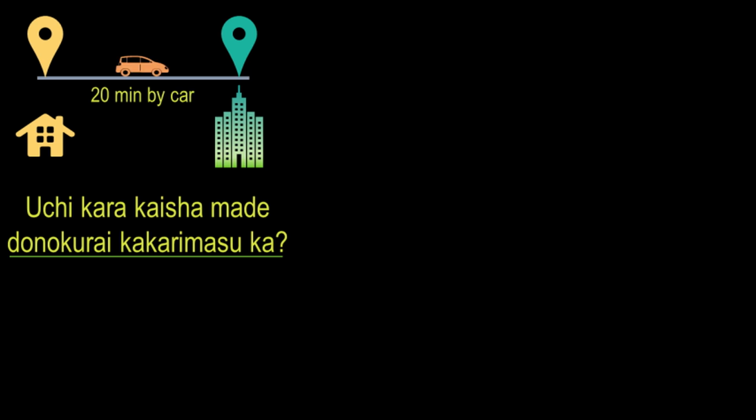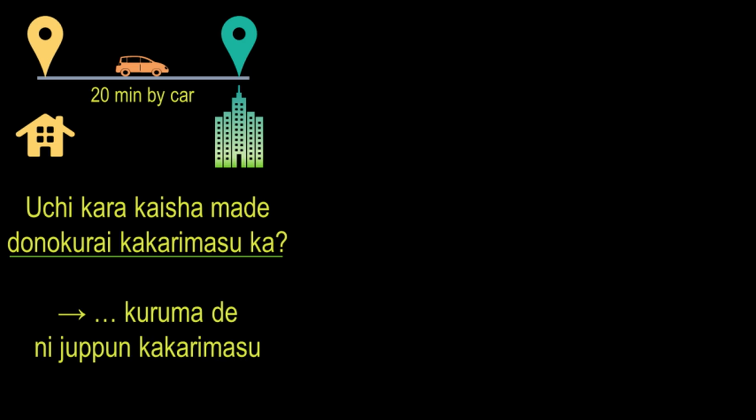And if it takes 20 minutes by car, then in Japanese the reply will be Uchi kara kaisha made kuruma de 20 分 kakarimasu. Let me give you a few more examples and the usage will become clear. Bus is basu. How long is donokurai? And to take when referring to time is kakarimasu.